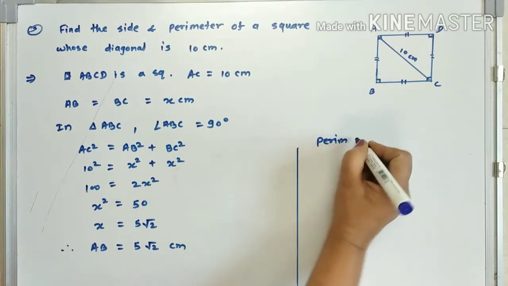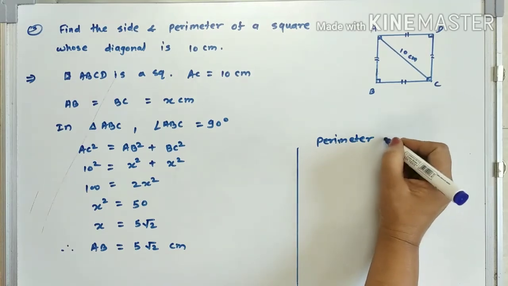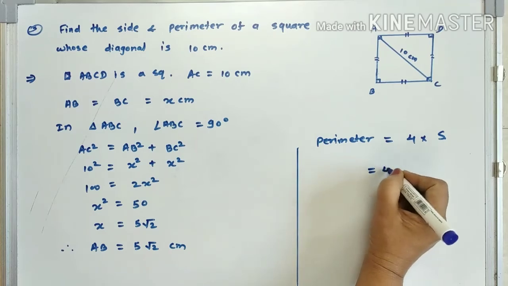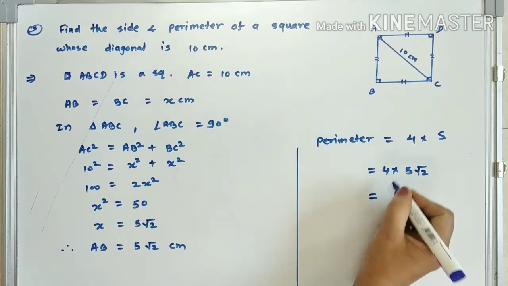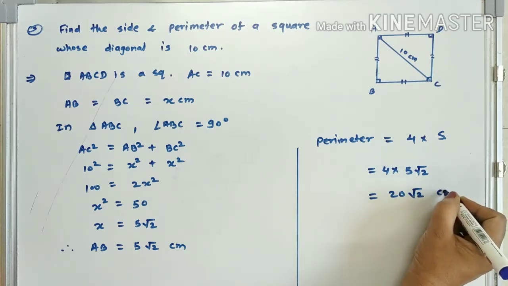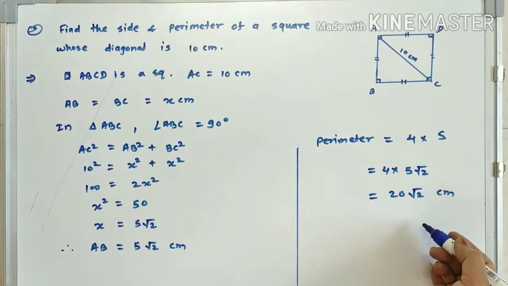Now the perimeter. The perimeter of a square equals 4 into side, which is 4 into 5 root 2. 4 fives are 20 root 2 centimeters. The side of the square is 5 root 2 centimeters and the perimeter is 20 root 2 centimeters.